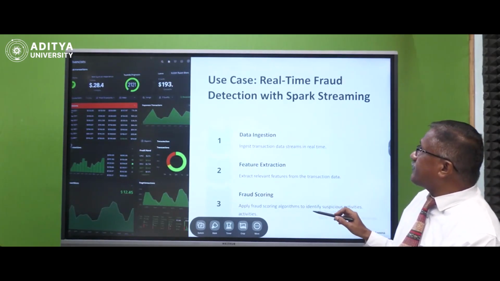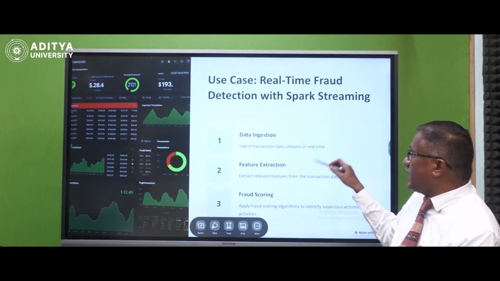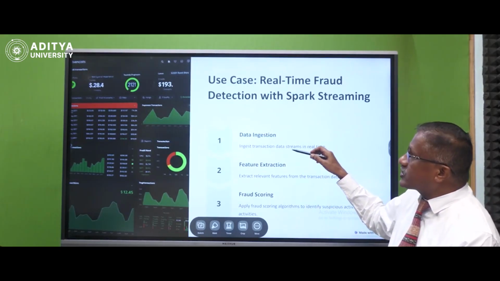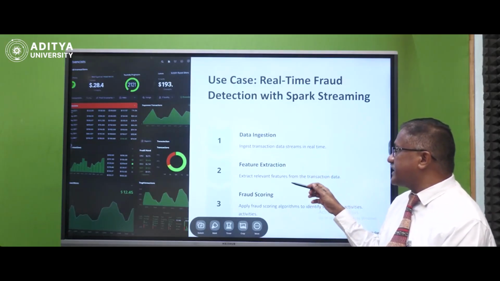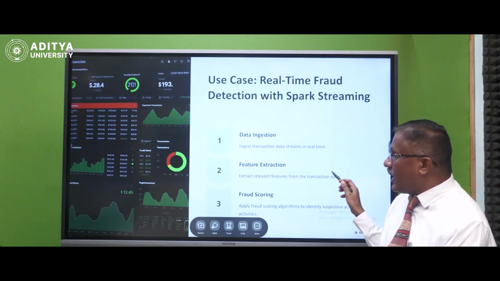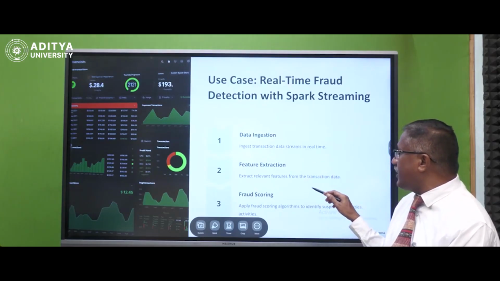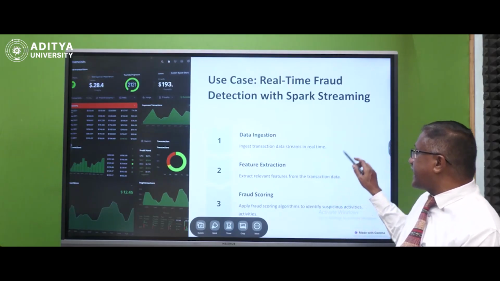The use case is real-time fraud detection with Spark Streaming, which is one of the very interesting use case programs. In real-time analysis we can use it for this: data ingestion, feature extraction, and fraud scoring. All these three things happen in real time on transaction data.